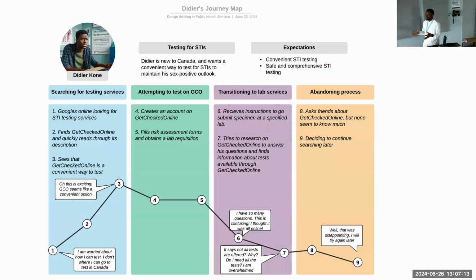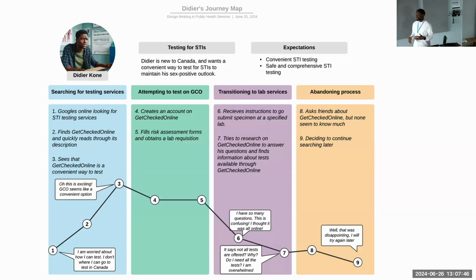The persona helps you get engaged in the process so that, as a design team, you're thinking about someone when you're trying to create a solution. It's really that tool to get you emotionally connected with the project. So we've created Didier. We've created him as an immigrant. Like I said, this is a story of actual people who have tried to get on Get Checked Online. So that's the persona.